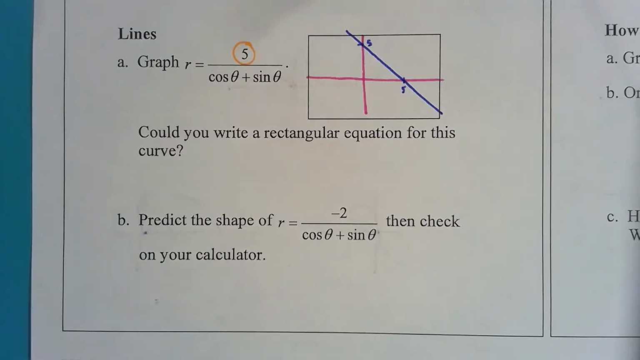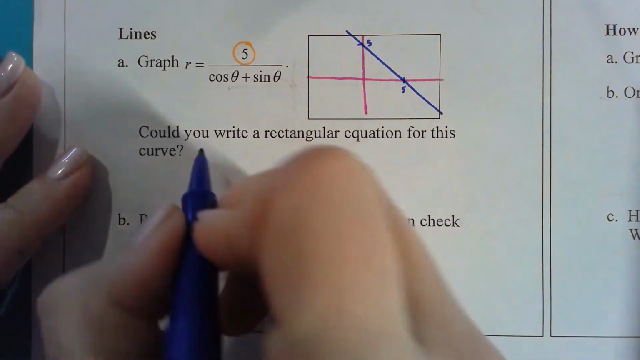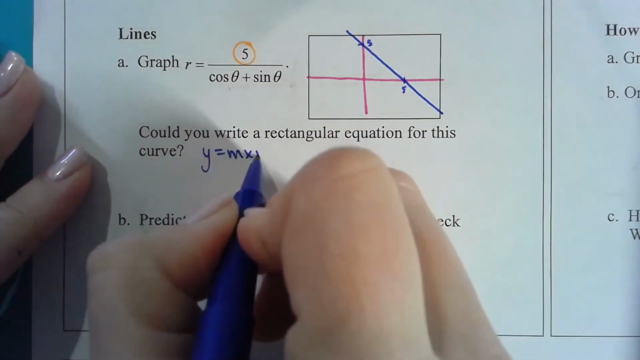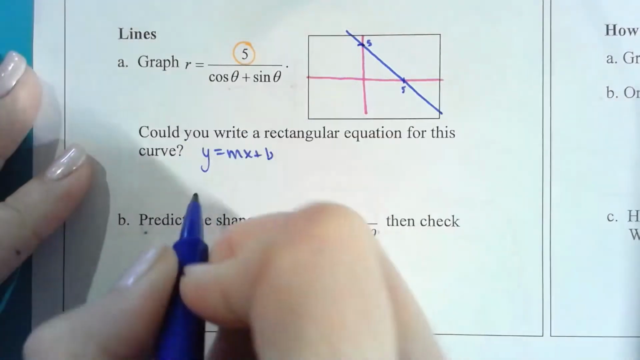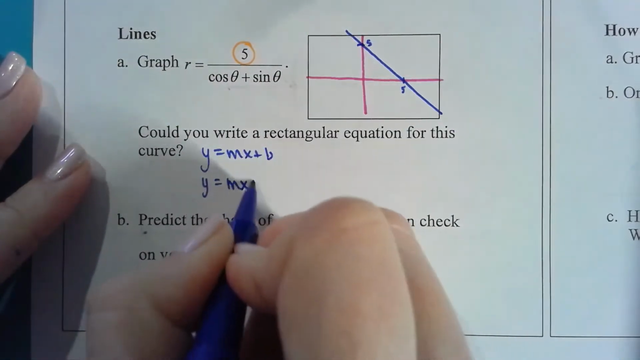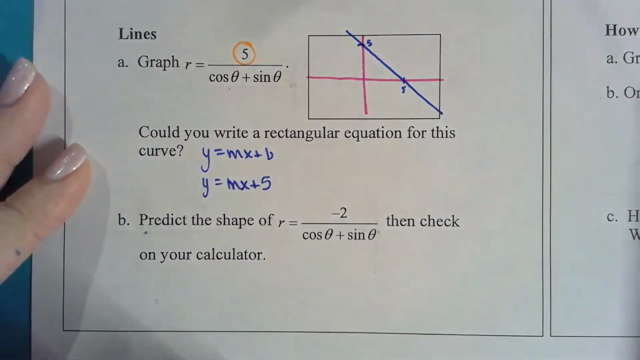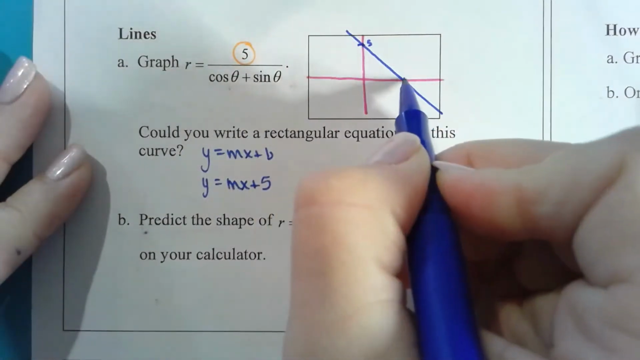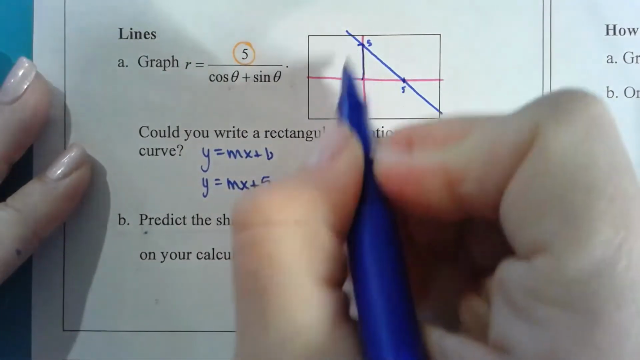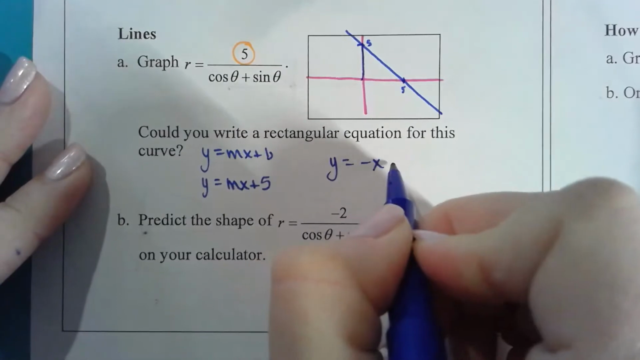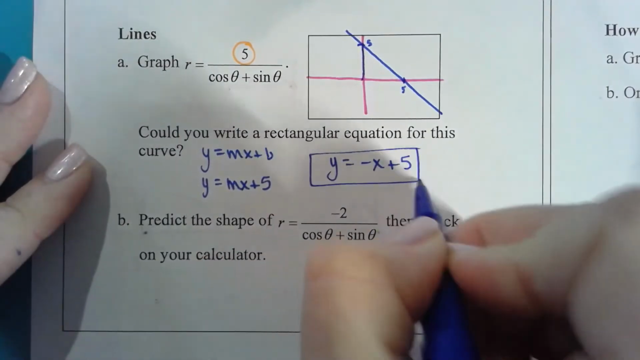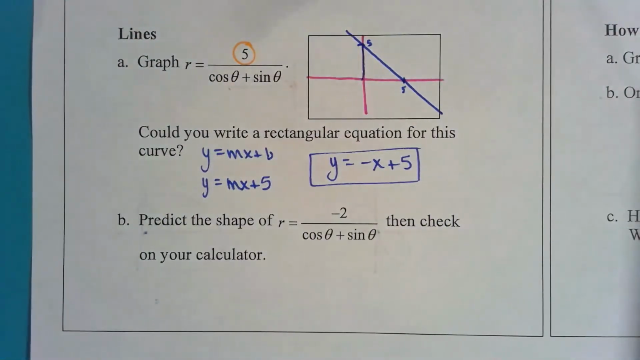Okay. So the second part here says, could you write a rectangular equation? Well, absolutely we can. A line is y equals mx plus b. Well, if my y-intercept is 5, then my b is 5. And by the way, my next point is over here. That means I'm going down 5 over 5. So my slope is -1. We could certainly check that by adding another graph, changing back to function mode on our calculator and seeing if it lays right on top of that one.